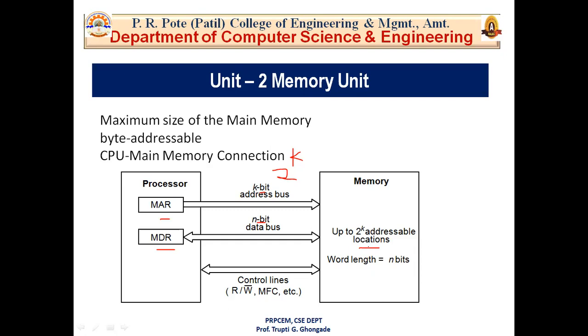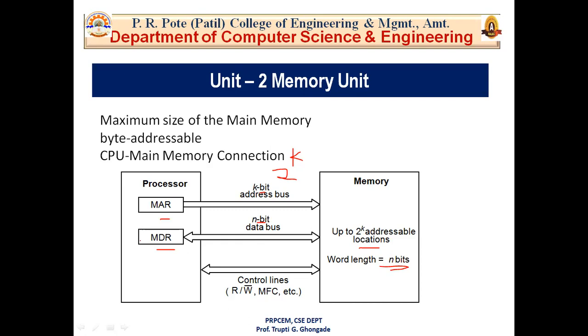During a memory cycle, n bits of data are transferred between the memory and the processor. As there are 2 to the power k memory locations and your data bus is n bit long, it will transfer n bits of data between memory and the processor.